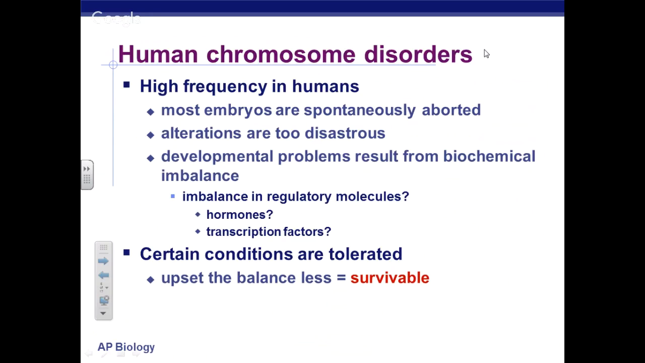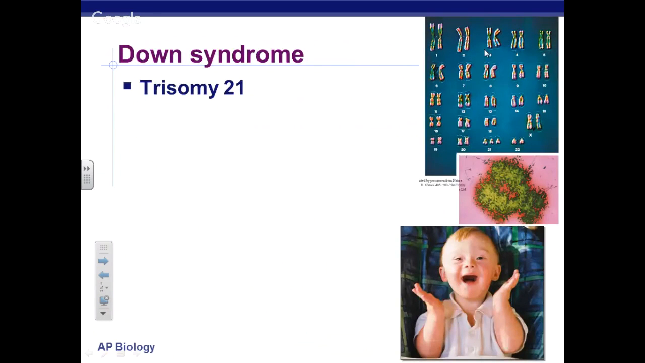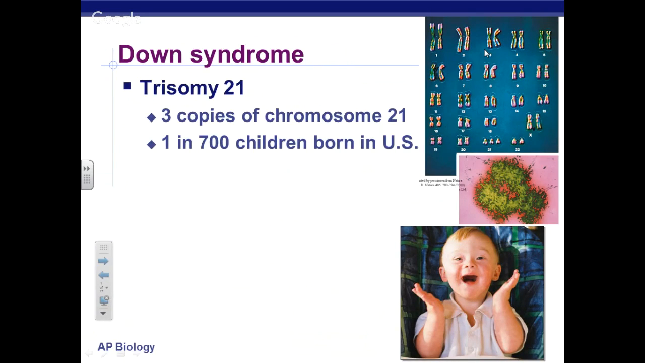And also the sex chromosomes are much more tolerated. Having extra copies of the X is much more tolerated. So Down syndrome is one of the examples, and like I said, it's trisomy 21. You can see the 3rd chromosome right there. And it's one of the smallest ones, and so it's not such a big deal.